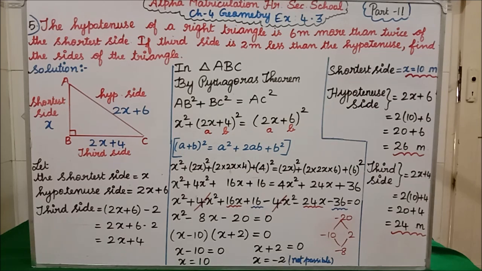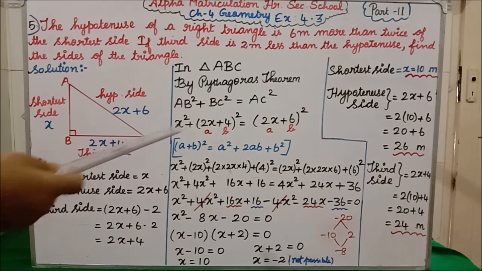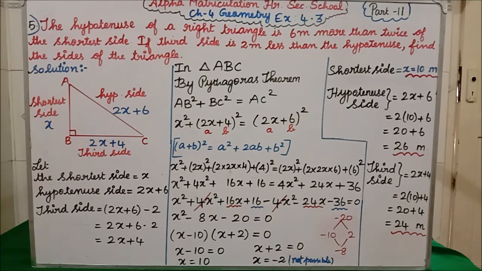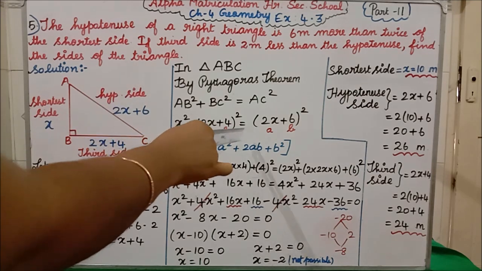Clear, all of you? Now, students, this x square I can write as x square itself. But here we have two terms.